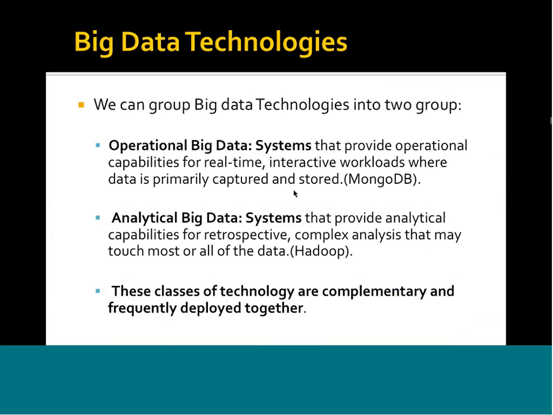So big data technologies are actually grouped into two different categories. One is operational big data and the second one is analytical big data. When we talk about operational big data, it means I need support on big data when it comes to interactive workload or interactive activities that you have to do on big data. For example, capturing the data and storing the data.